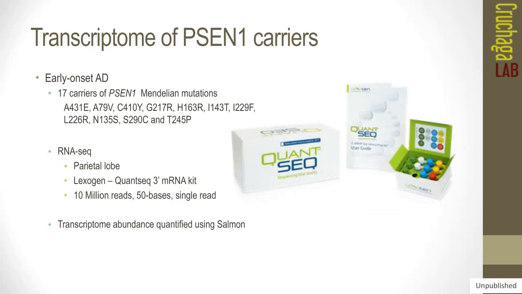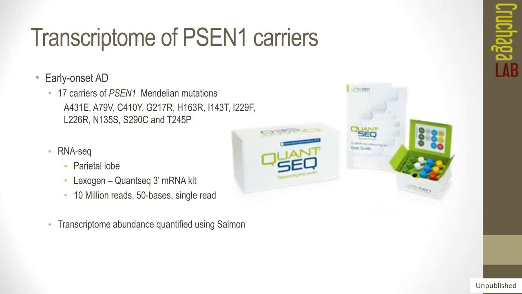So what we did, in collaboration with the people from Lexogen, we produced RNA-seq for 17 carriers of mutations in PS1, a gene associated with autosomal dominant AD, and we employed the Lexogen QuantSeq 3' mRNA kit and produced 10 million reads of 50 base pairs, single end. And again, this is from the parietal.